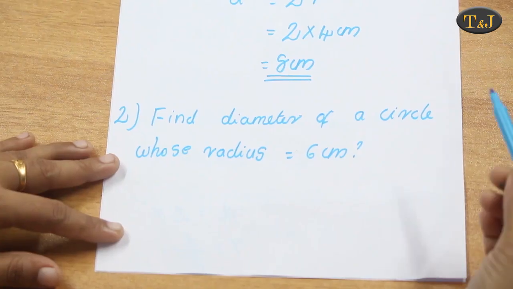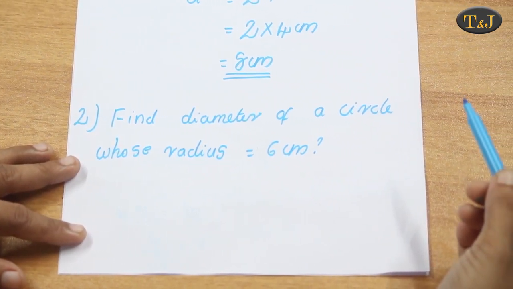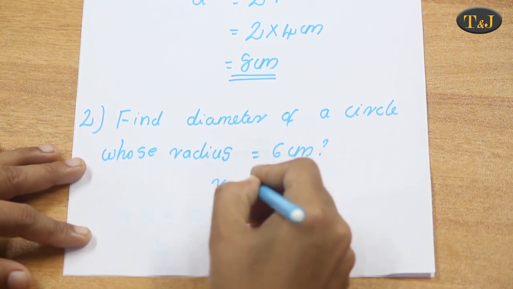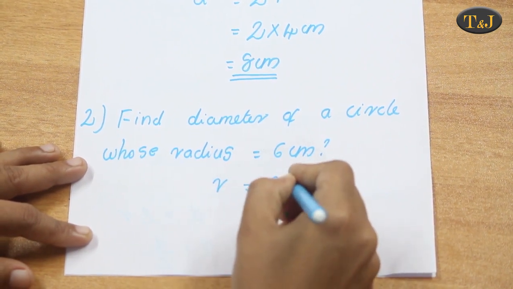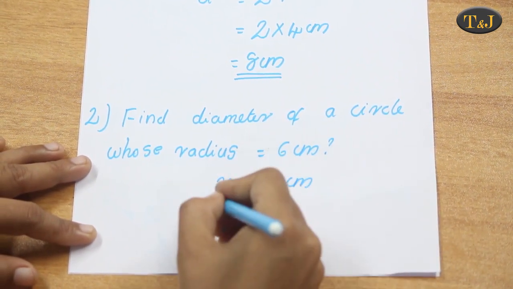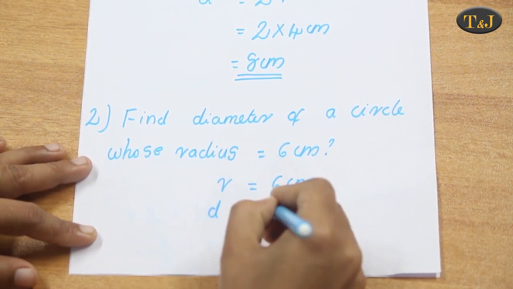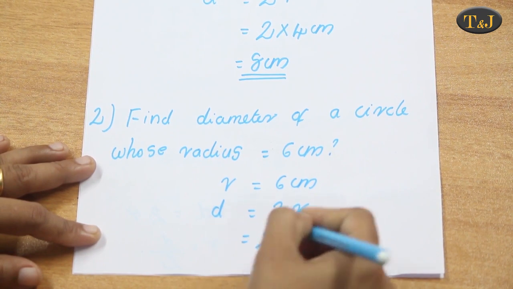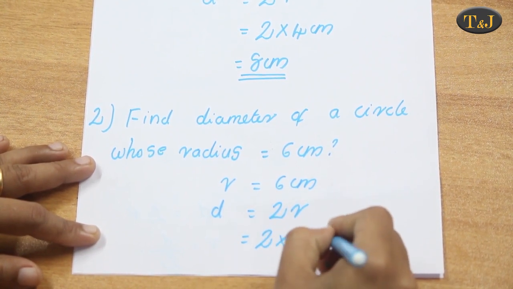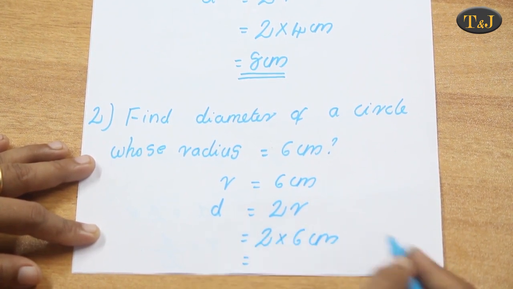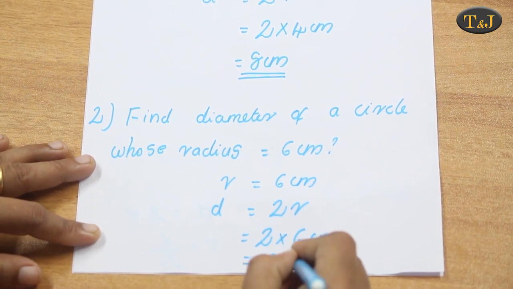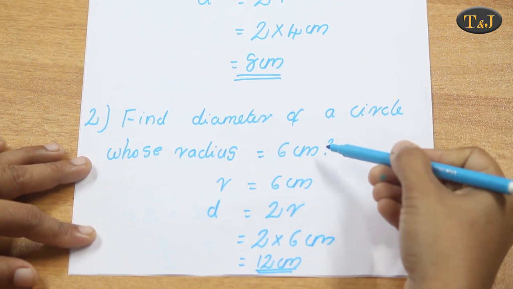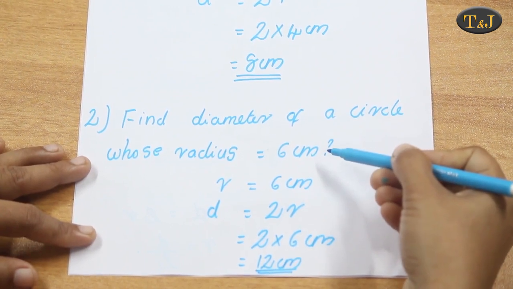Then our second question, find the diameter of a circle whose radius equals 6 centimeter. First we write radius, that means R equals 6 centimeter. Then using our formula D equals 2R, equals 2 multiplied by R equals 6 centimeter. So 2 into 6 equals 12 centimeter. So we get diameter equals 12 centimeter whose radius equals 6 centimeter.